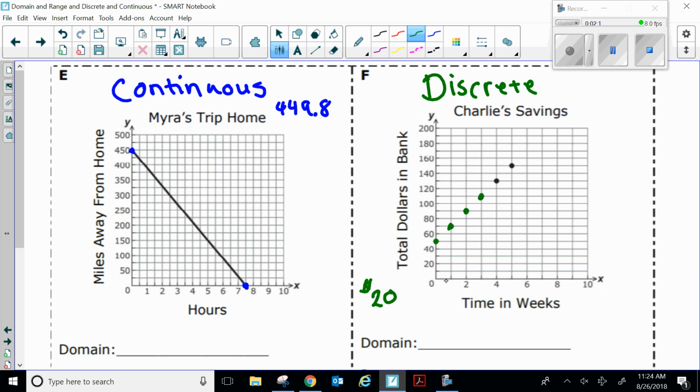Charlie will never have, according to this graph, $60 in his bank account. He has these specific values and nothing in between. There's still a beginning, there's still an end, just like continuous, but in this case, there's specific values in between that beginning and end. So this is considered a discrete relationship.